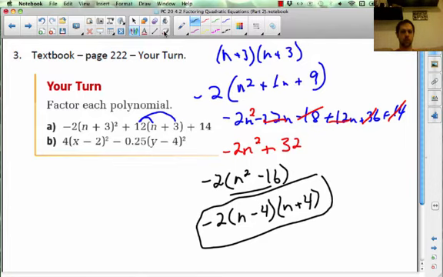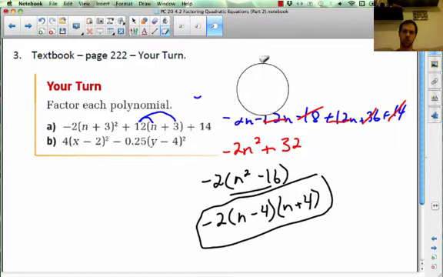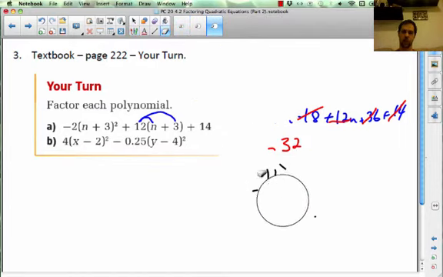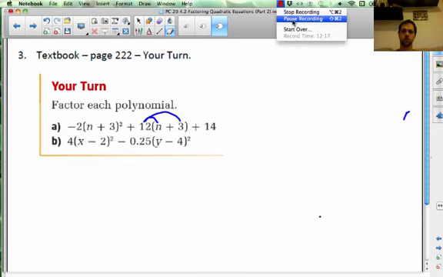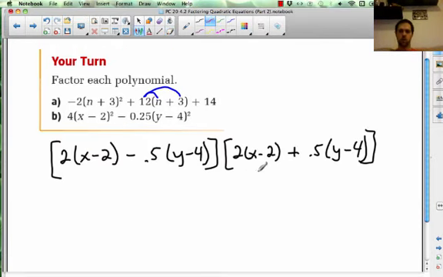Okay, when you come back, I'll have the answer up for part B, so go ahead and hit pause now. Okay, so here's your answer. This was a bit of a sneaky one.